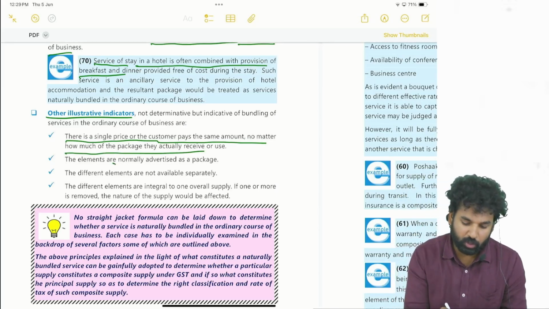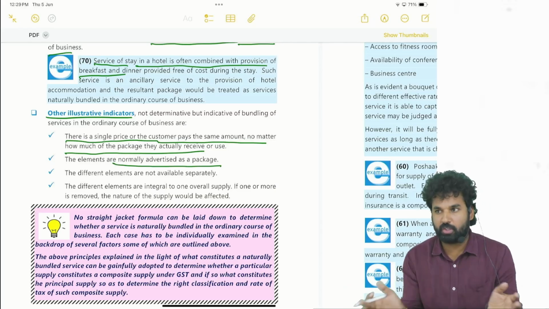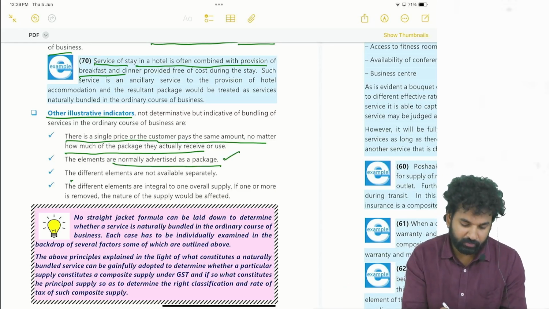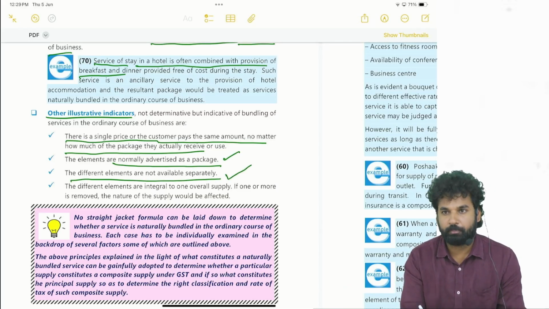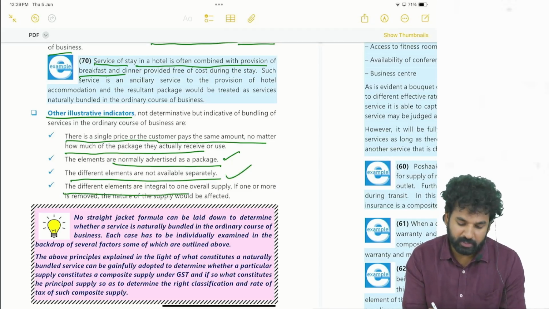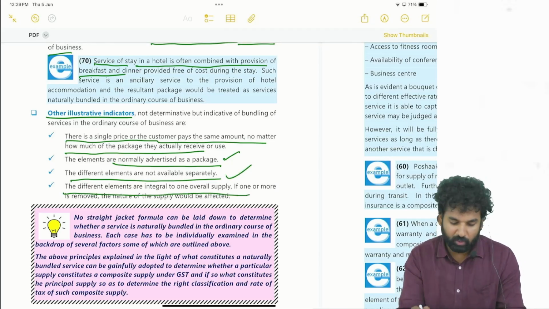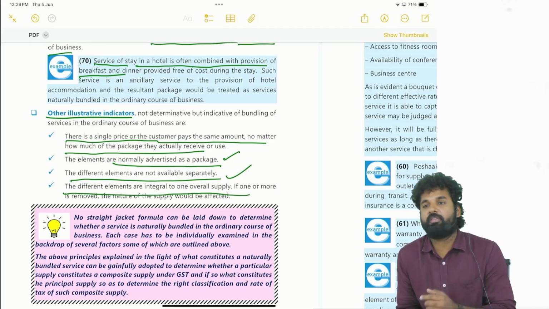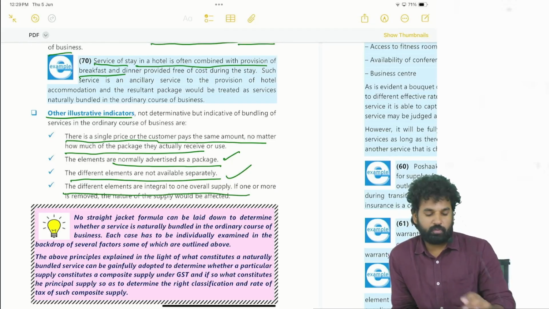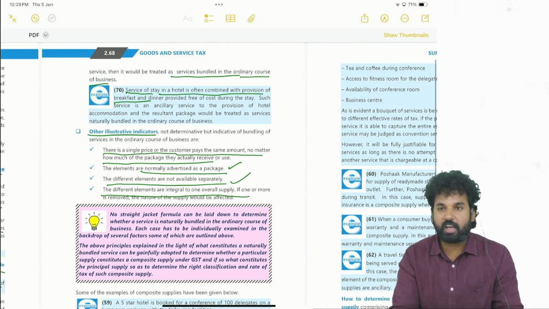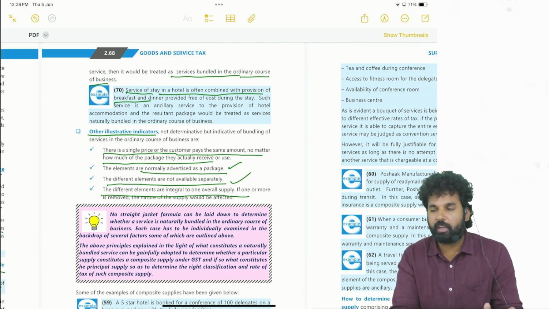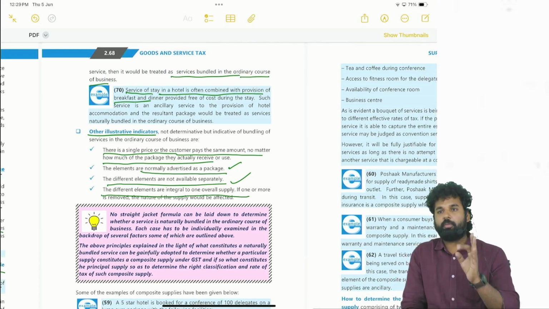Next, elements are normally advertised as a package, as a whole, and different elements are not available separately. The different elements are integral to one overall supply. If one or more is removed, the nature of the supply would be affected. So if this is the case, we can determine this as a composite supply. If it is a composite supply, the main supply rate would be taken.